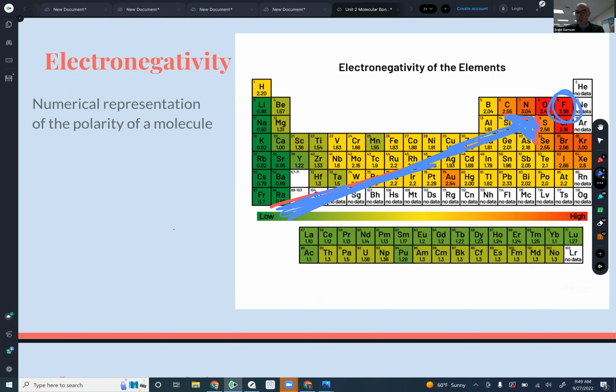That's why I was trying to encourage you to memorize just two elements. Francium's the largest size. Fluorine has the smallest size. Fluorine now has the largest electronegativity, and francium has the lowest electronegativity.